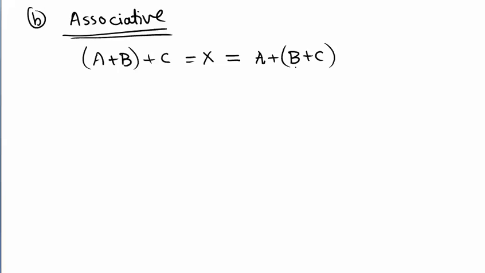what do I mean by this? Here I will do B plus C first and then add to matrix A, and both will be equal. So this is called the associative property. Clear? Right? So these are very simple things about addition.